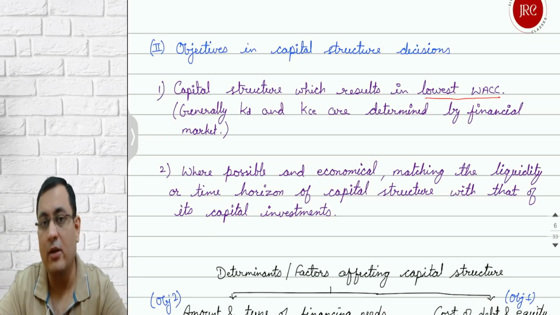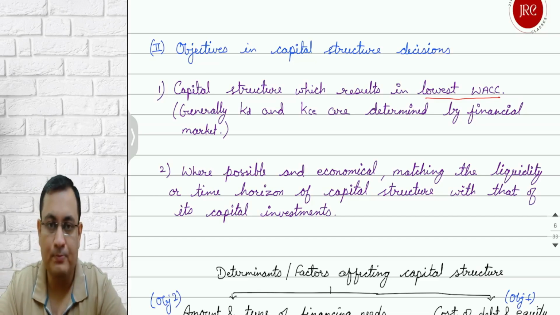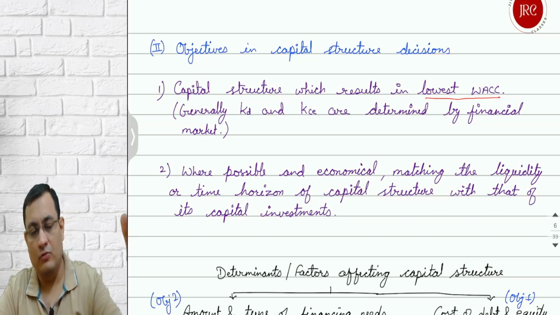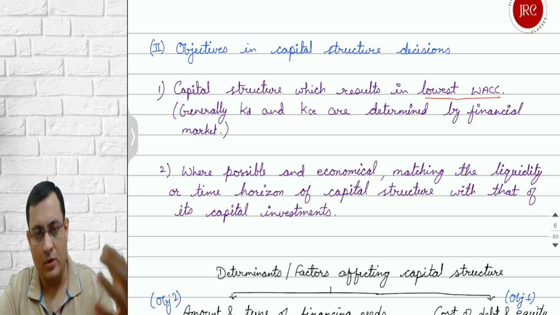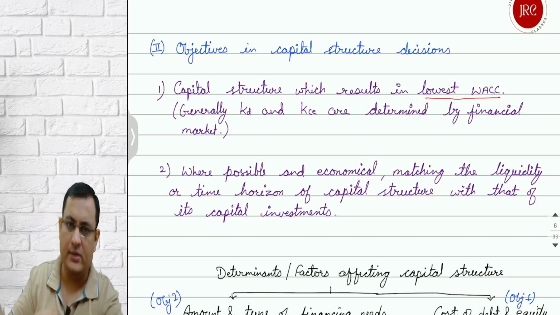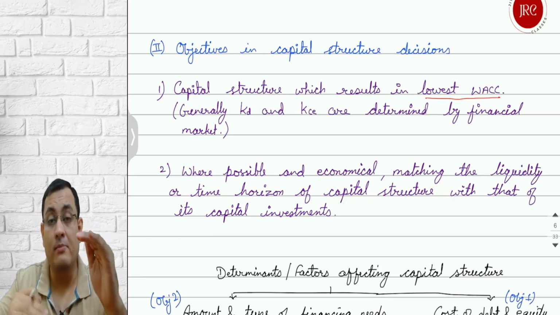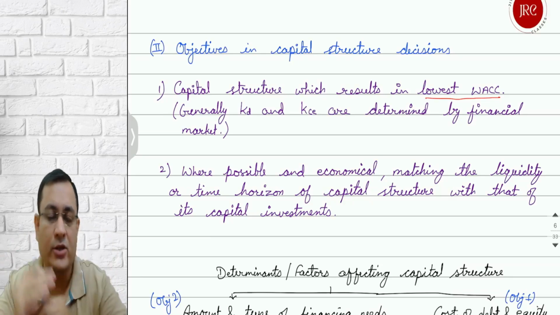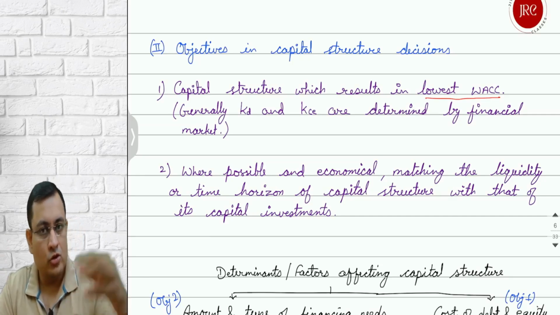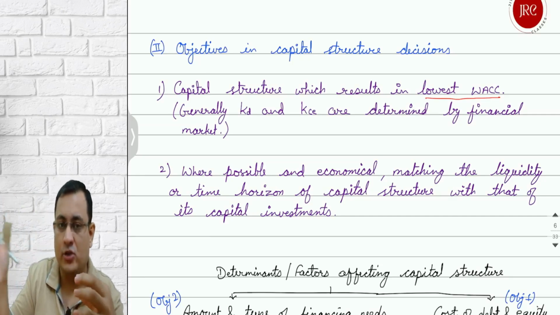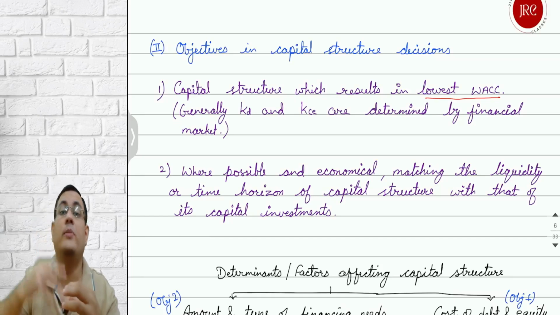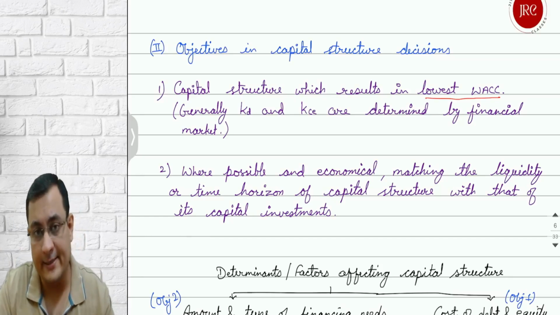Second, what is the second objective? The second objective is to match the assets and liabilities. Because when we are using finance from our investor, we are going to invest somewhere. So if we are going to invest somewhere, there should not be a mismatch of timing. Short-term sources should be invested in short-term assets, and long-term sources should be used for long-term assets.